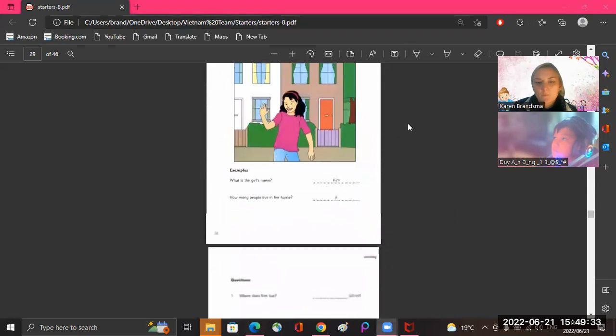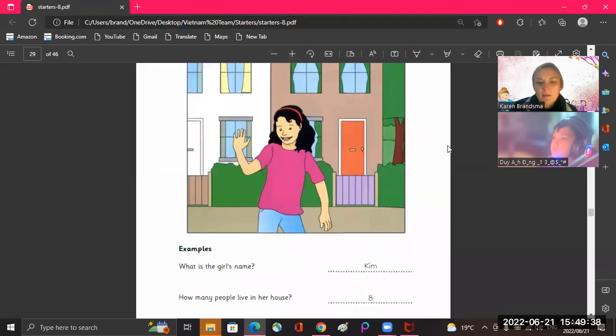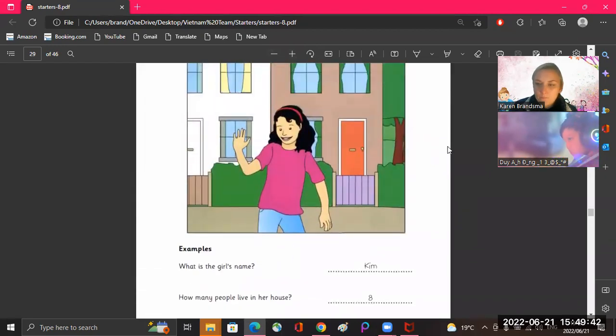2 examples. Hello. What's your name? It's Kim. Oh, can you spell that? K-I-M. Thank you. How many people live in your house? There are 8 of us. 8. Yes, we're a big family. Can you see the answers? Now you listen and write a name or a number.